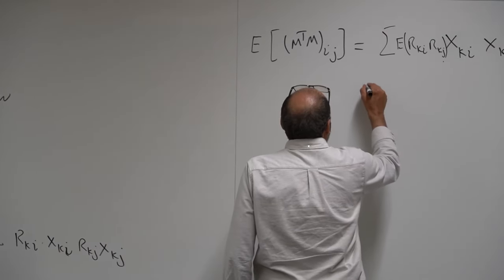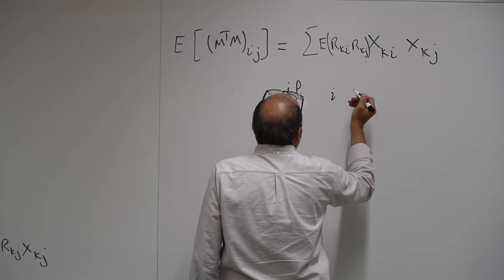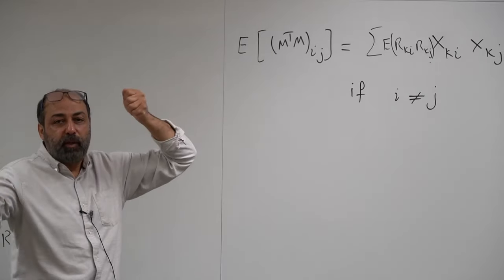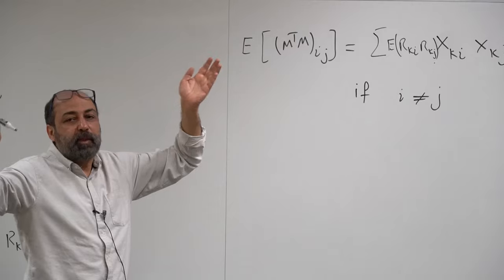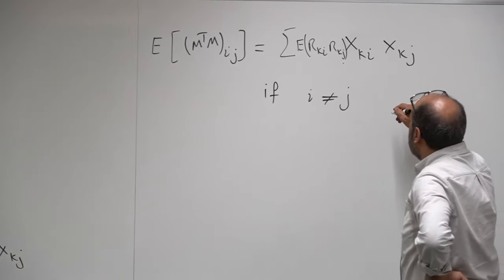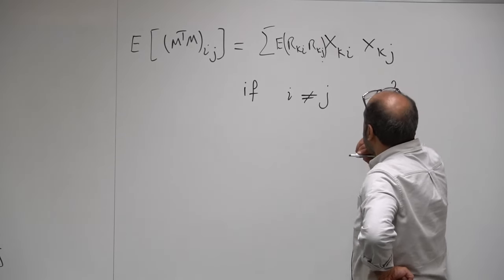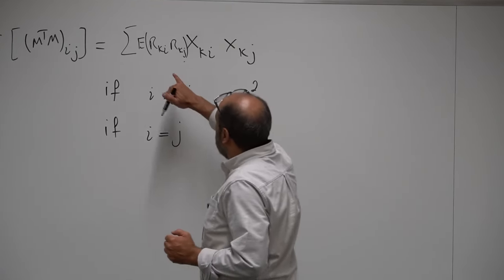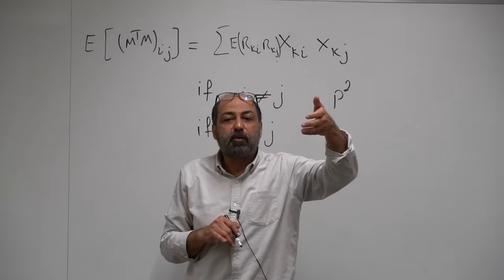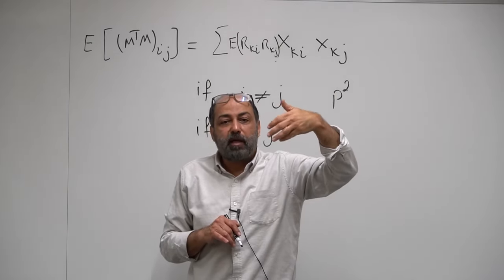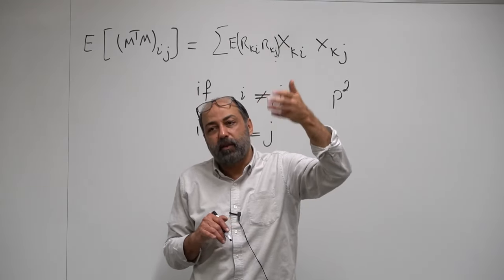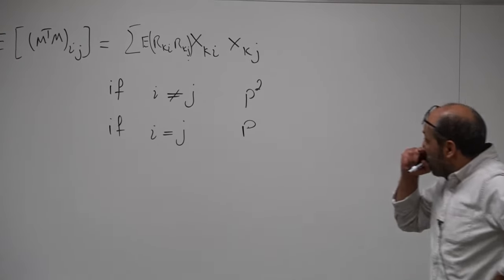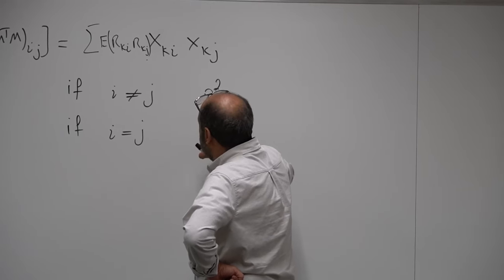So if i is not equal to j, they're independent random variables, two Bernoulli random variables, each with parameter p. The expectation of a times b, both independent Bernoulli, is going to be p squared, because they're independent. But if i is equal to j, it's going to be the expectation of rki squared, but it's Bernoulli, right? And Bernoulli is either 0 or 1, so A squared is A. The expectation of A squared, if A is Bernoulli, is the expectation of A, which is p. So if i is not j, it's p squared. And if i is j, it's p.